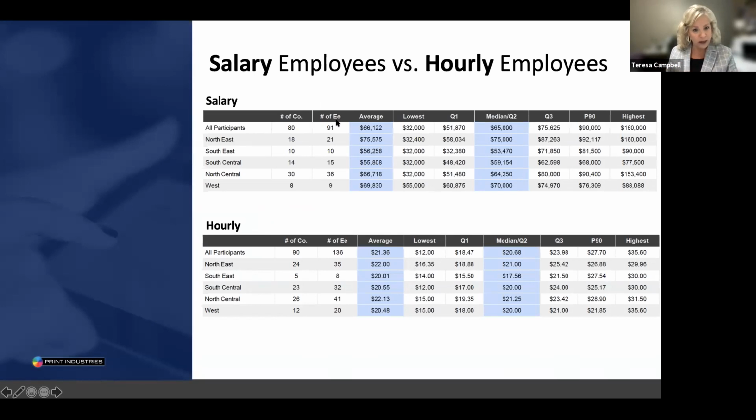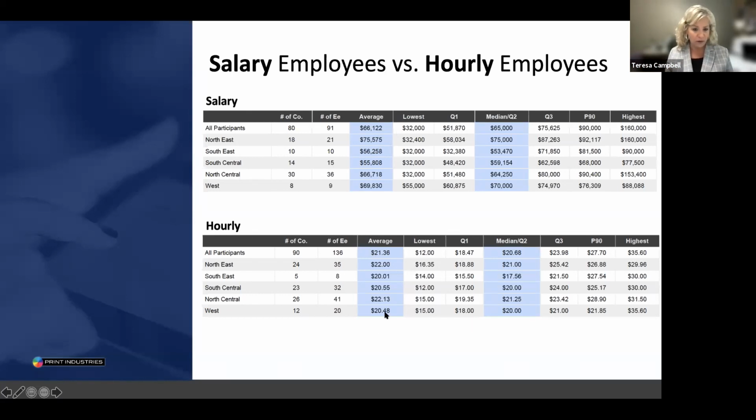So if you look here at the top for salaried employees, although the average of all companies was $66,000 a year, in the Northeast, it's $75,000 a year. I mean, that's nearly $10,000 more in payment for those individuals. And then it drops 10 grand below that in the Southeast. So you can see them jumping around here. And that's a big deal when we talk about regions.